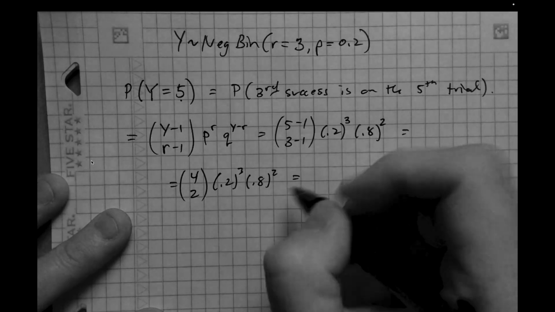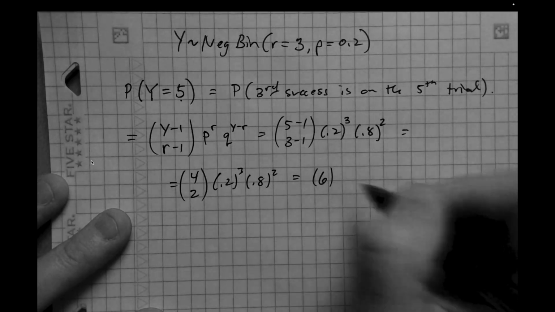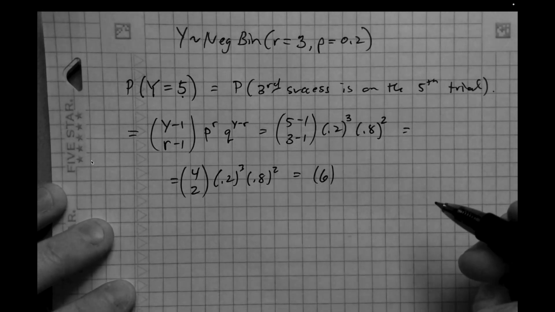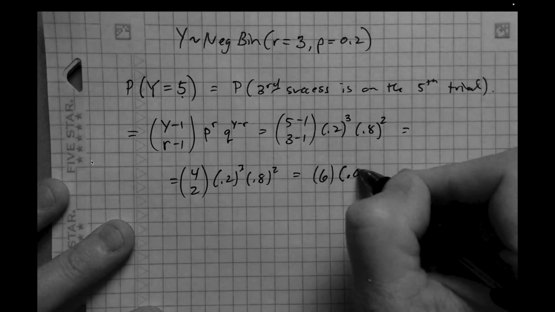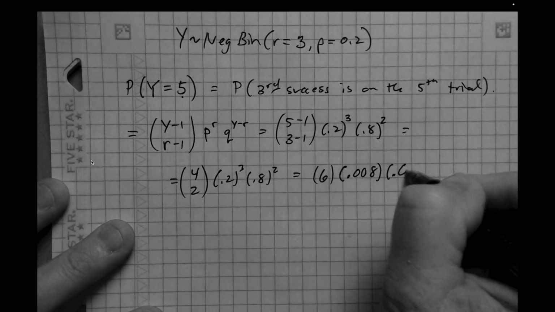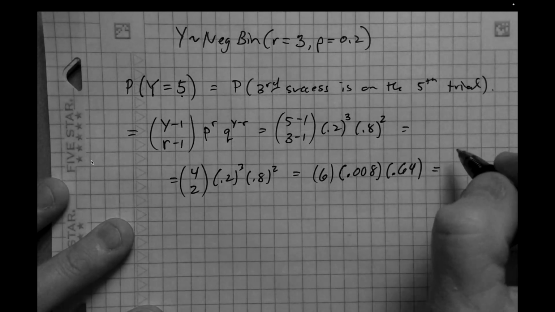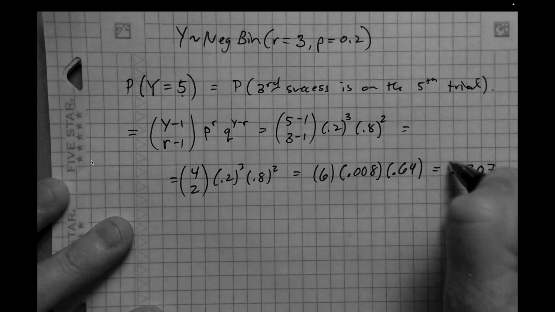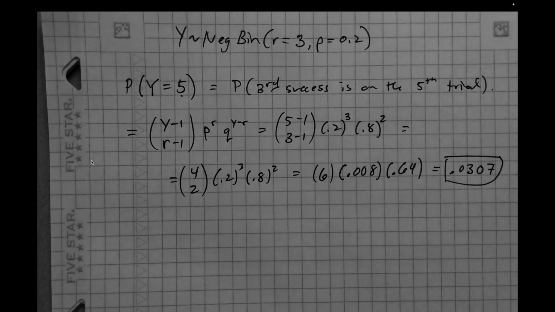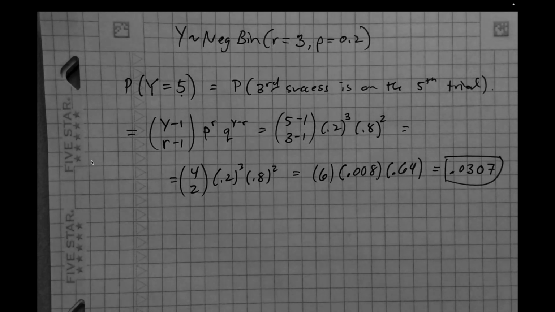And you can do the math here. 4 choose 2 turns out to be 6. There are 6 desired outcomes, and they each have equal probability, and so 0.008 times 0.64. Multiply all that together, and you get 0.0307. So there's only a 3% chance that this will happen. So there's a 3% chance that our third oil strike occurs on our fifth drilling.